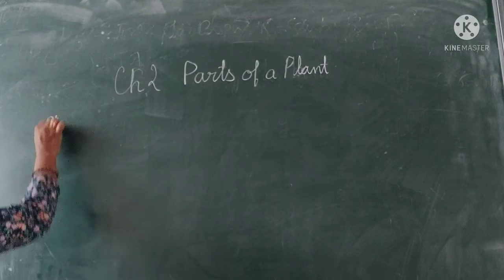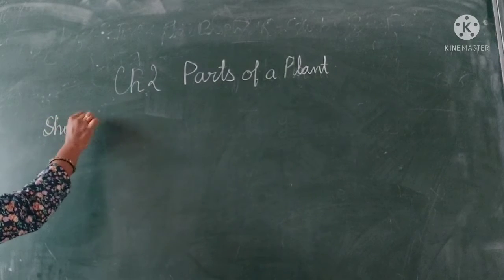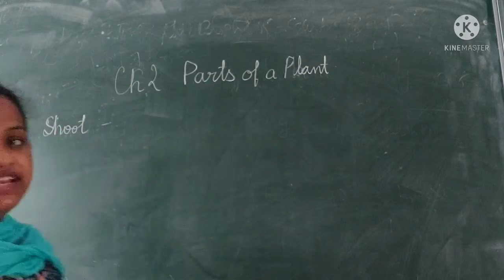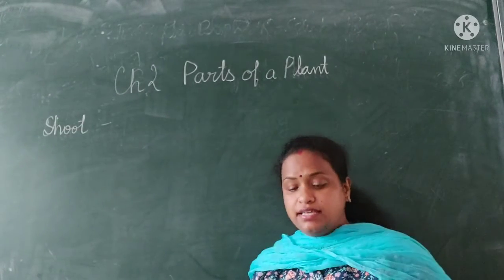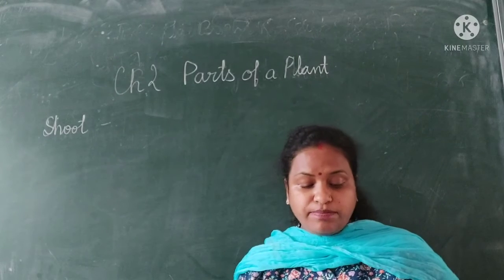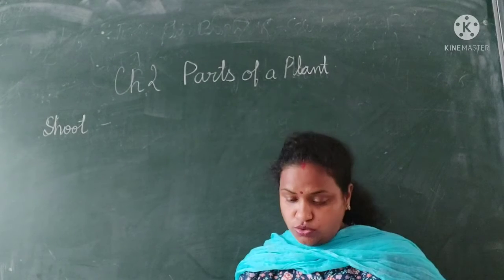In our previous class we have studied about root. So when I started this chapter I told, where is the shoot of the plant? It is above the ground. So the part above the soil is called shoot.